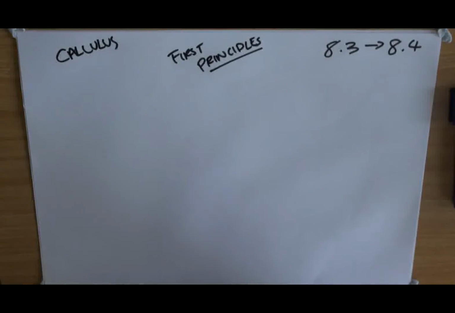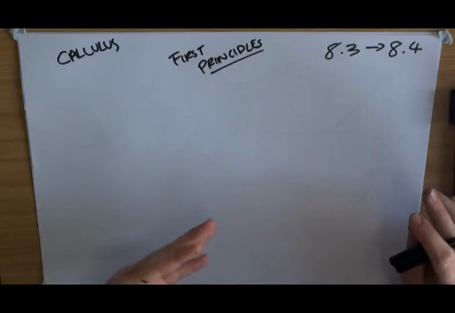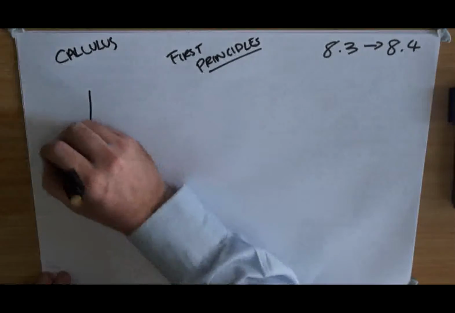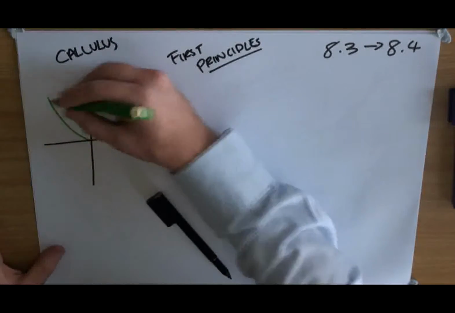Hi Advanced Maths, I'm going to show you how to derive the gradient function of any graph from first principles. Okay, now here's my little function over here, y equals x squared, I'm going to start with.